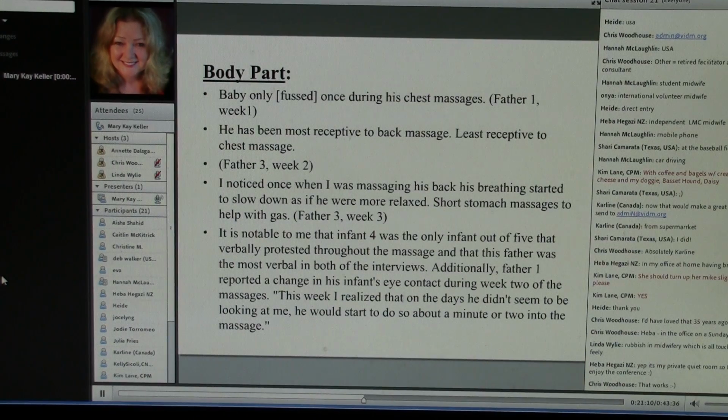The fathers were sensitive enough to notice that the breathing changed in his baby, so he adjusted both the touch and the pressure. He liked doing short stomach massage on behalf of the gas. And this is where I recorded the treatment. And then also, we had a father who noticed a change in the eye contact between him and his baby. And he said that he realized that on the days that he didn't seem to be looking at him, he would start to do so.